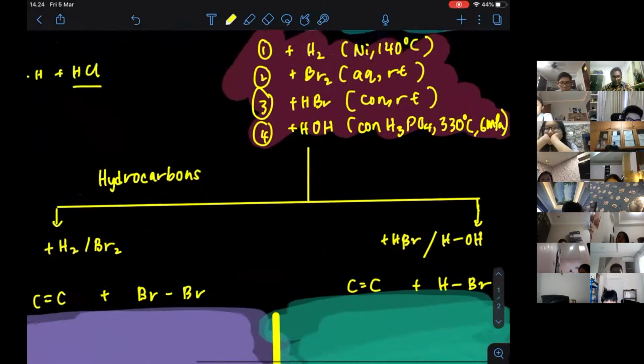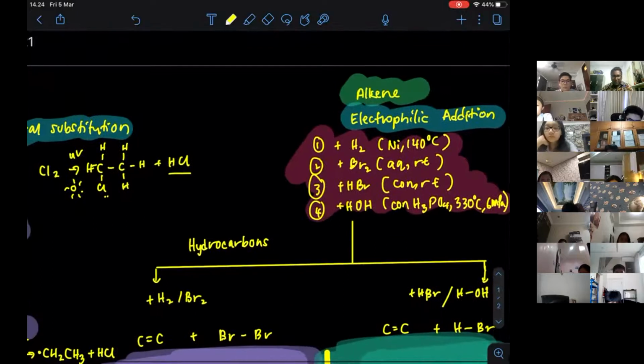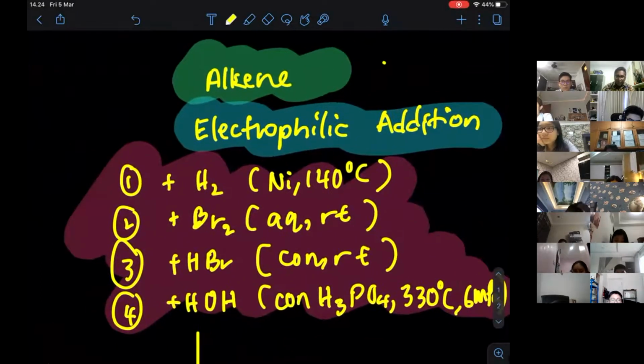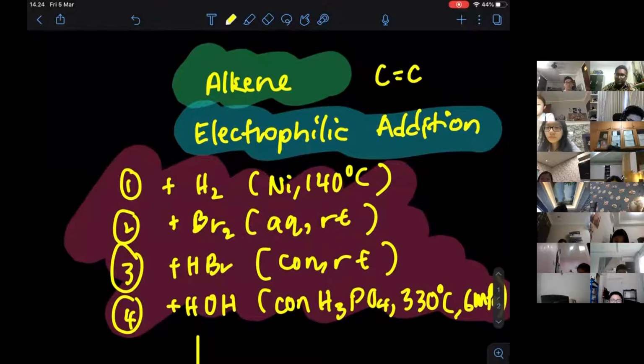Now, the next part is going to be related to alkene. Carbon-carbon double bond, which we call unsaturated hydrocarbon. Unsaturated hydrocarbons are very reactive because of the presence of the pi bond, the double bond, which is rich in electrons. Therefore, electrophiles are attracted towards the pi bond.